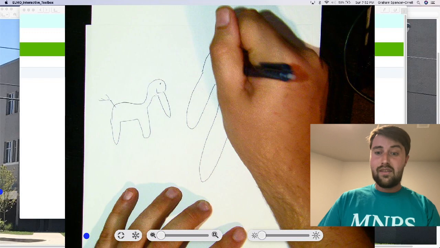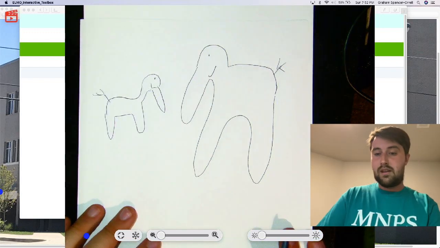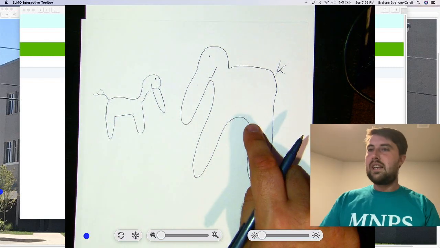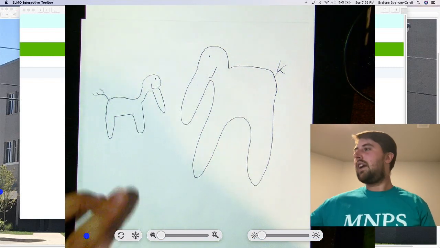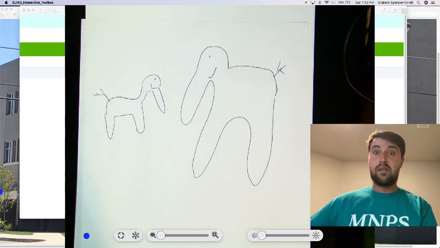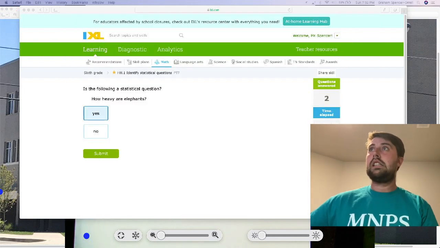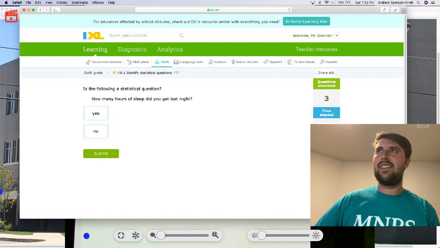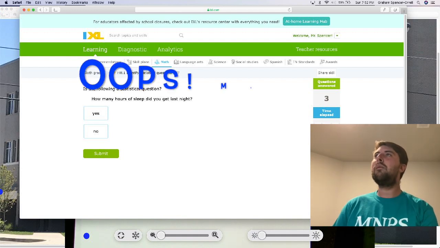There are different sized elephants. This one's a baby elephant, and this one's not a baby elephant, an adult elephant. So I'm going to say they weigh different amounts. And since they can weigh different amounts, I'm going to also say that there are different answers that are correct. Let's see if we got this right. Yes, awesome.